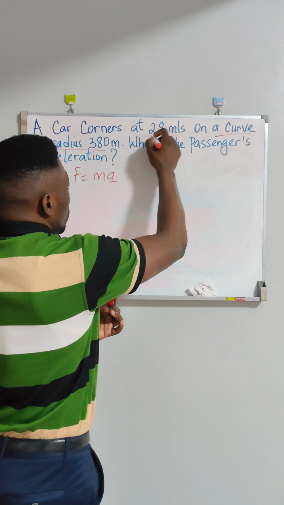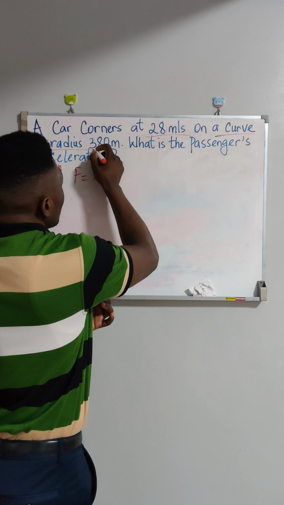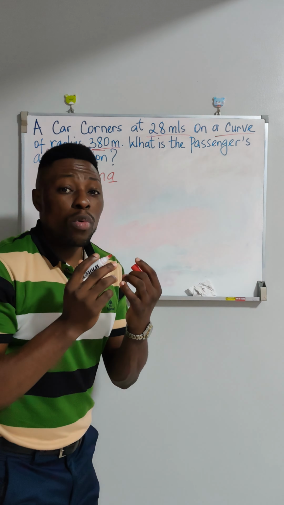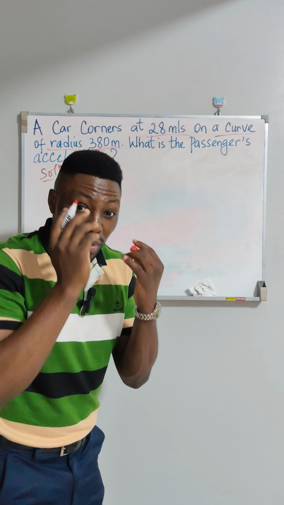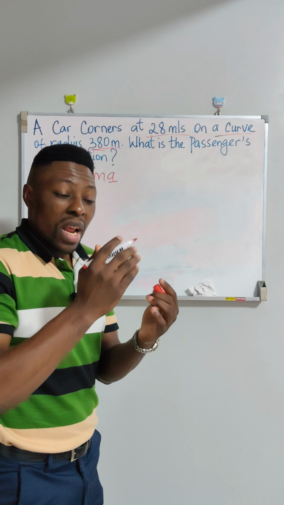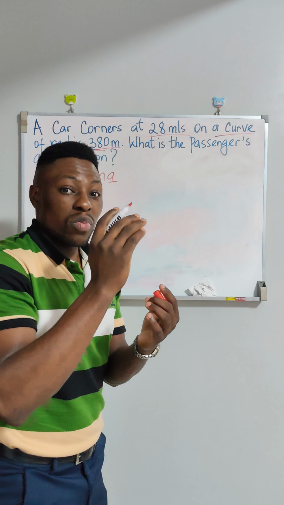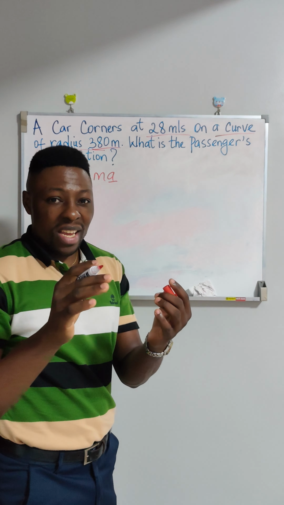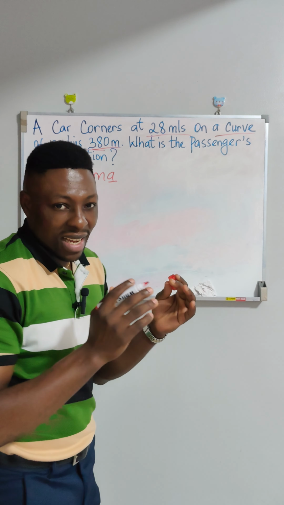All we got here is the velocity, and this so-called radius is not even worth considering as a distance, because the car is not moving along the radius. The car is moving about the radius, okay? So we can't really consider this radius as a distance.